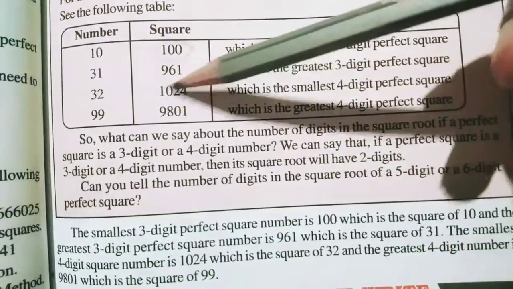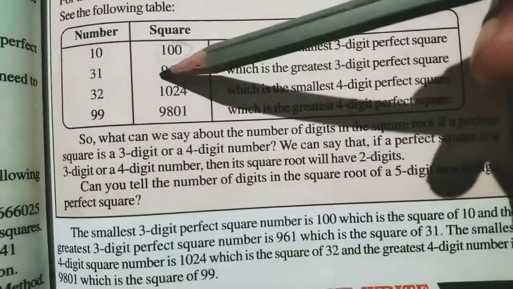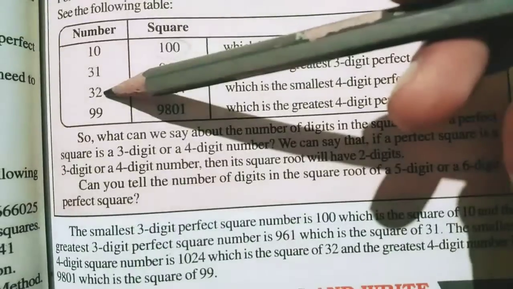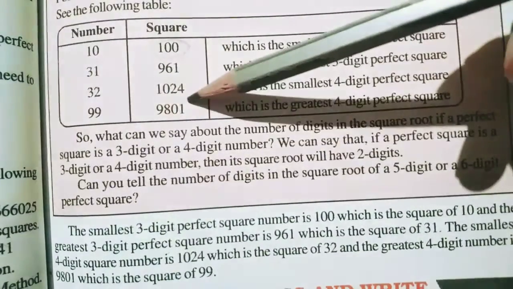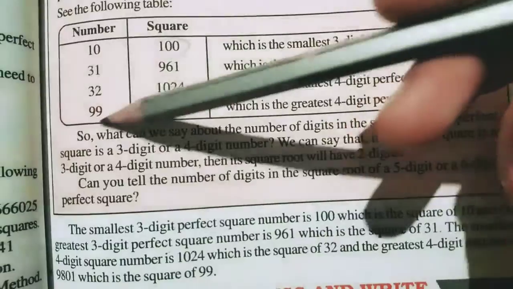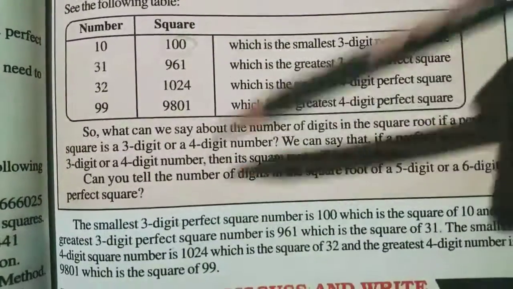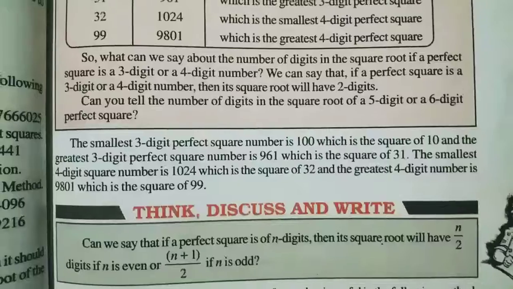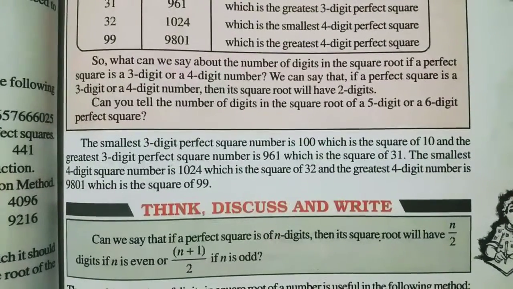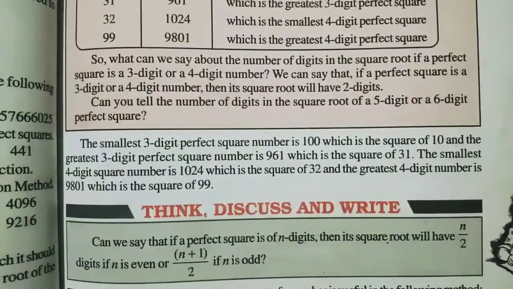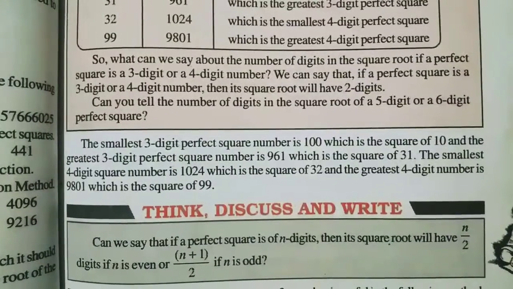Okay. Here the number of digits is 4. But what is the number of digits of this square root? It is 2 digits. Here again the number of digits is 4. And what is the number of digits of this square root? It is 2 digits. So the main thing it is trying to explain here is that we have to find the number of digits of the square root. This is the question. How can you find the number of digits of the square root of any given square number?